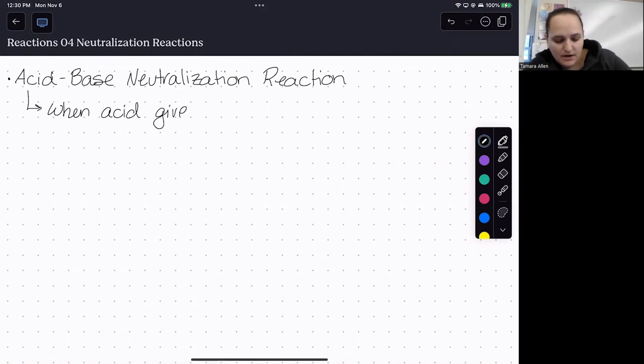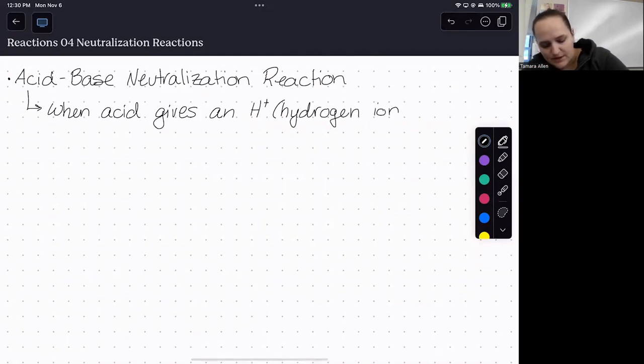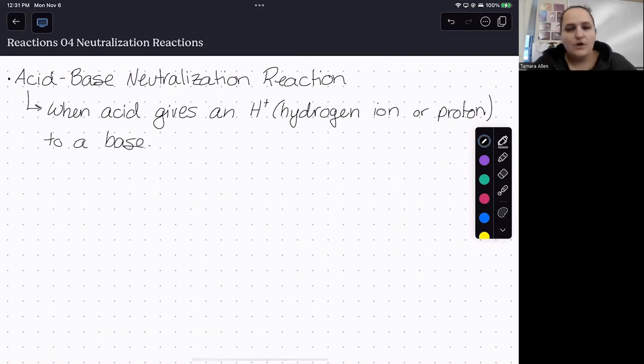gives a hydrogen ion, sometimes also referred to as a proton because that is very literally what it is, to a base. So this is a proton transfer or hydrogen ion transfer reaction, and they're often written to look like double replacements.